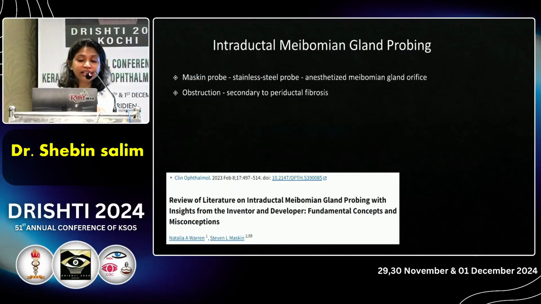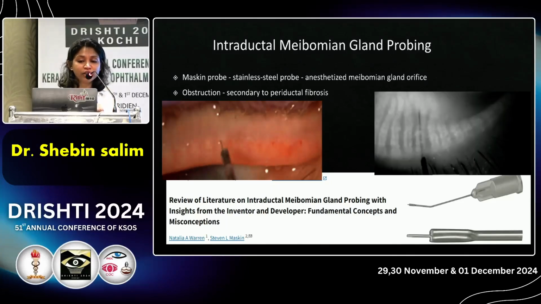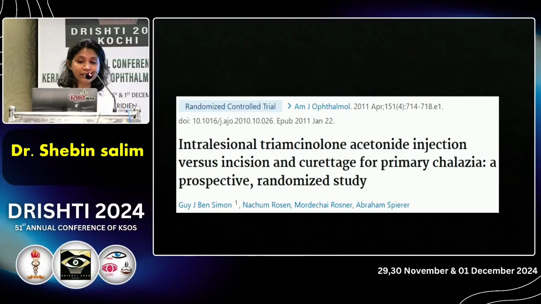Then we have intraductal meibomian gland probing, first introduced by Maskin. This is a Maskin's probe, but this is a cumbersome procedure, though found to be very effective in case of obstructive MGD. So here we have to anesthetize the lid margin, and with the probe we have to probe through each of the meibomian gland openings. So this is a meibograph image showing the probe within the meibomian gland.